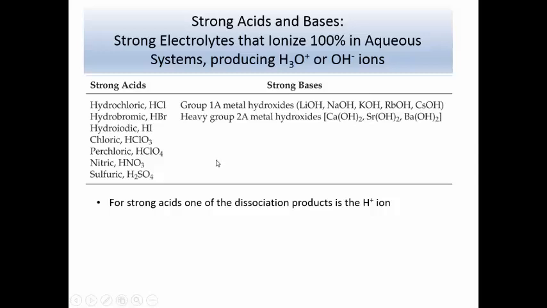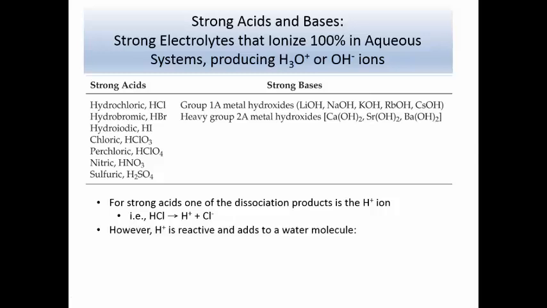For strong acids, one of the dissociation products is the H plus ion, as I said. In its simplest representation, you could just say that something like HCl breaks apart into ions, one of which is H plus and one of which is Cl minus. But, of course, we should be aware that the hydrogen ion is a very reactive species, and it's not just going to float around by itself. It's going to add to one of the many trillions of water molecules around it. That water molecule turns into a cation, H3O plus, the hydronium, which is then solvated by other water molecules around it.